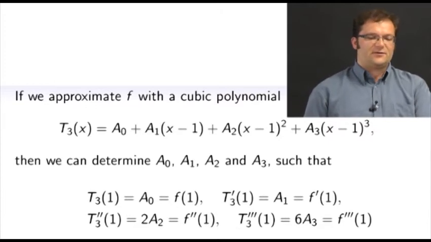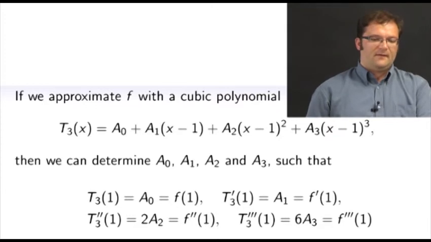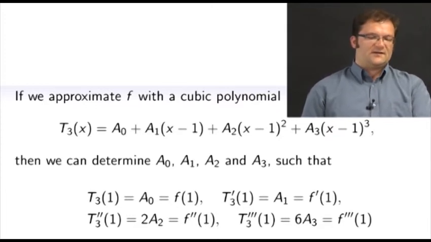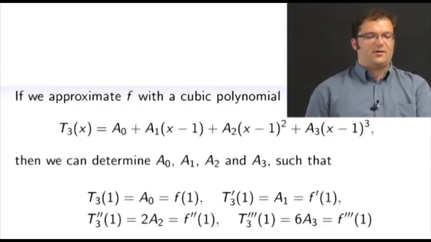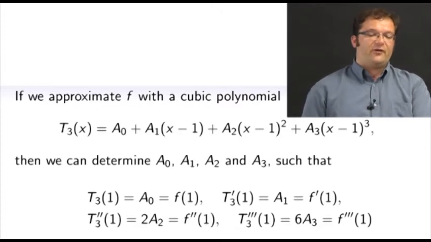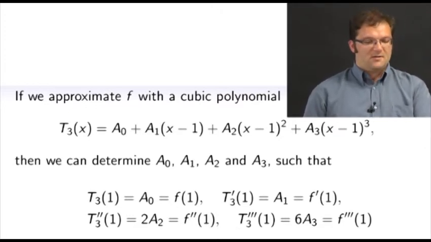In order to determine this coefficient, we have to differentiate t3 three times. If you do this, you get 6 times a3. And we want this to be equal to f third derivative at 1.